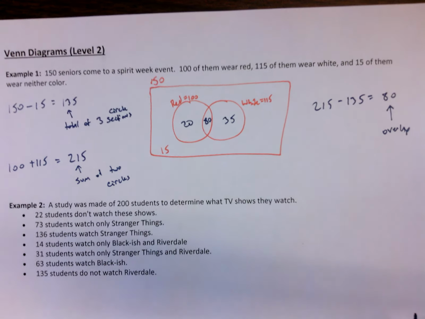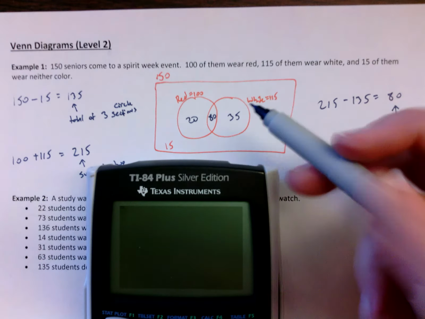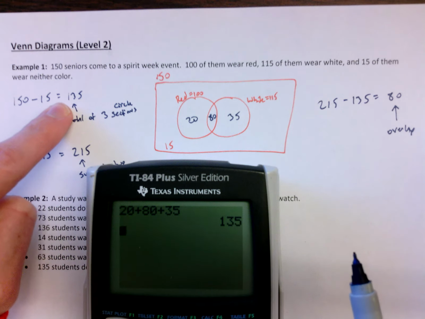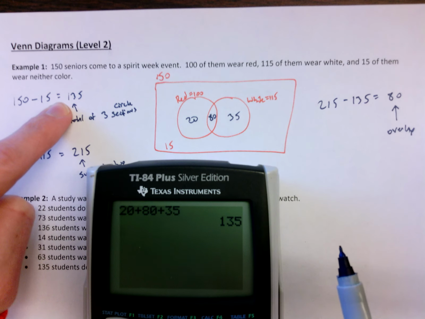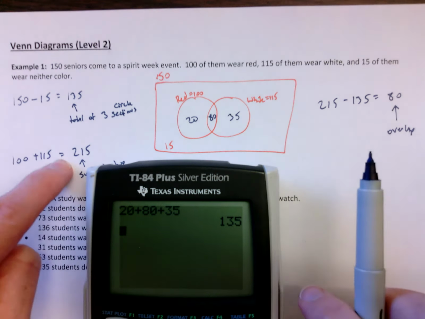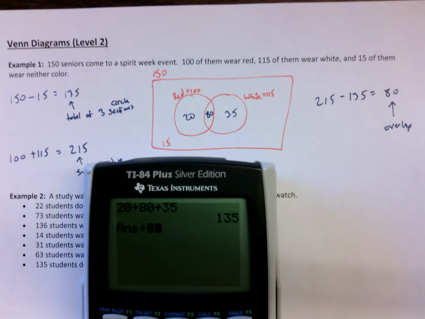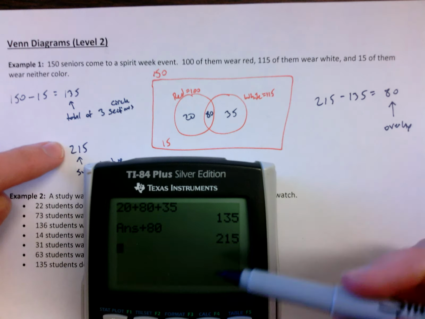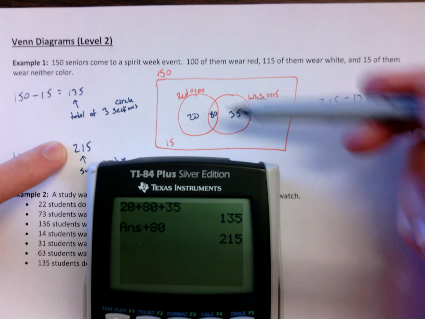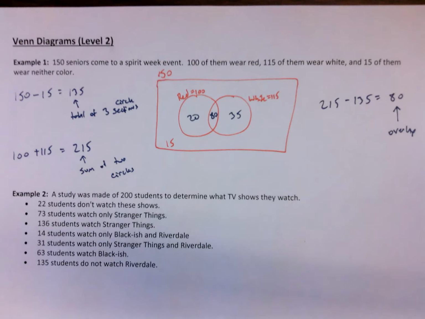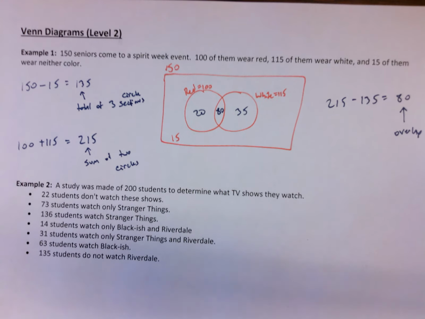Right? And again, just to double check that, if I take those three numbers in the circle, so 20 plus 80 plus 35, that's the number we got here, so 135, right? And the 215 came from adding those guys together, but with an extra 80 people. The 215 was what you get when you add an extra 80 people, because this overlap section got counted twice. Okay, so that's the general concept, and we're going to use that now when we're looking at this bigger problem.